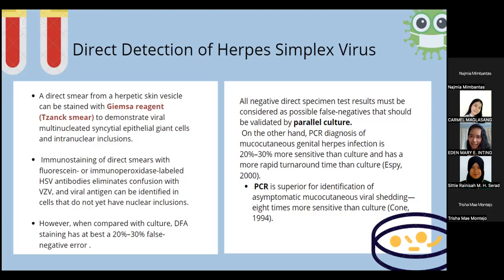So as always mentioned, PCR is always used because it is superior for identification of asymptomatic mucocutaneous viral shedding, 8 times more sensitive than culture. And now let's proceed to the next reporter.